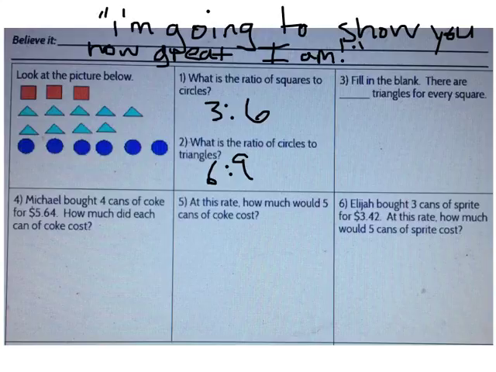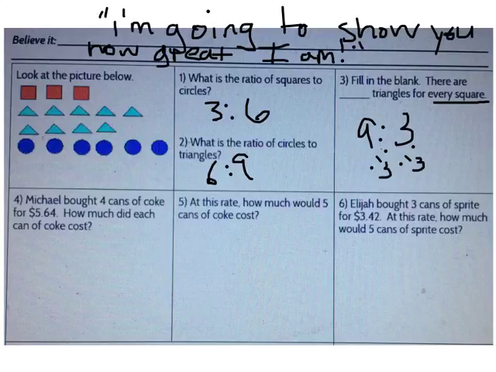Now fill in the blank. There are blank triangles for every square. Well, first, what's the ratio of triangles to squares? It's 9 to 3. To find the unit rate, or the rate for every one square, I can simplify. What goes into 9 and 3? 3 goes into both. When I divide 9 and 3 by 3, what's my new simplified ratio? It's 3 triangles to 1 square. So, what answer goes in the blank? There are 3 triangles for every square.